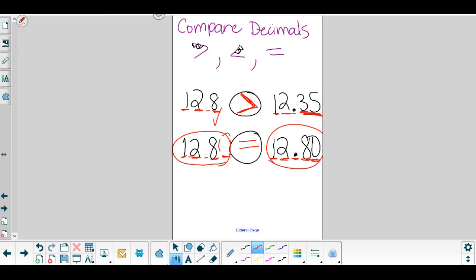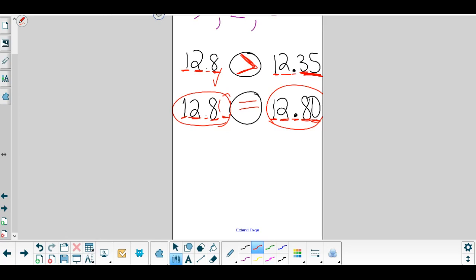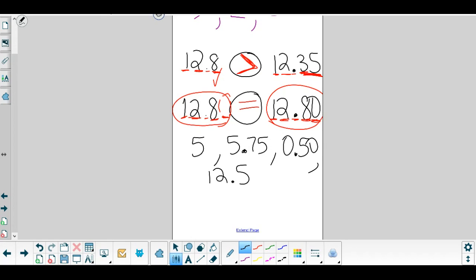Okay, this time I'm going to have a series of numbers, and then we're going to put them in order from least to greatest. So that means from smallest to biggest. Okay, so we're putting these numbers from the smallest to the biggest.